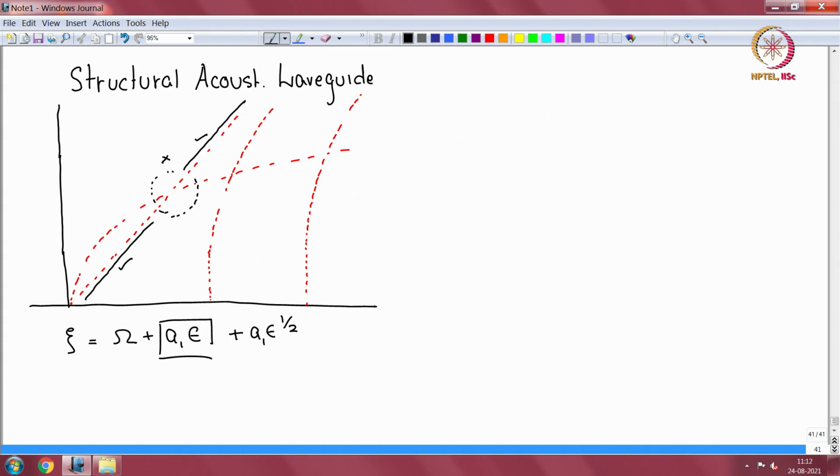Now the flexural coupled wave, how did it look? The coupled flexural wave looked like this here. And below, what happened? There was a point where it crossed; below it was lower, above it was higher.